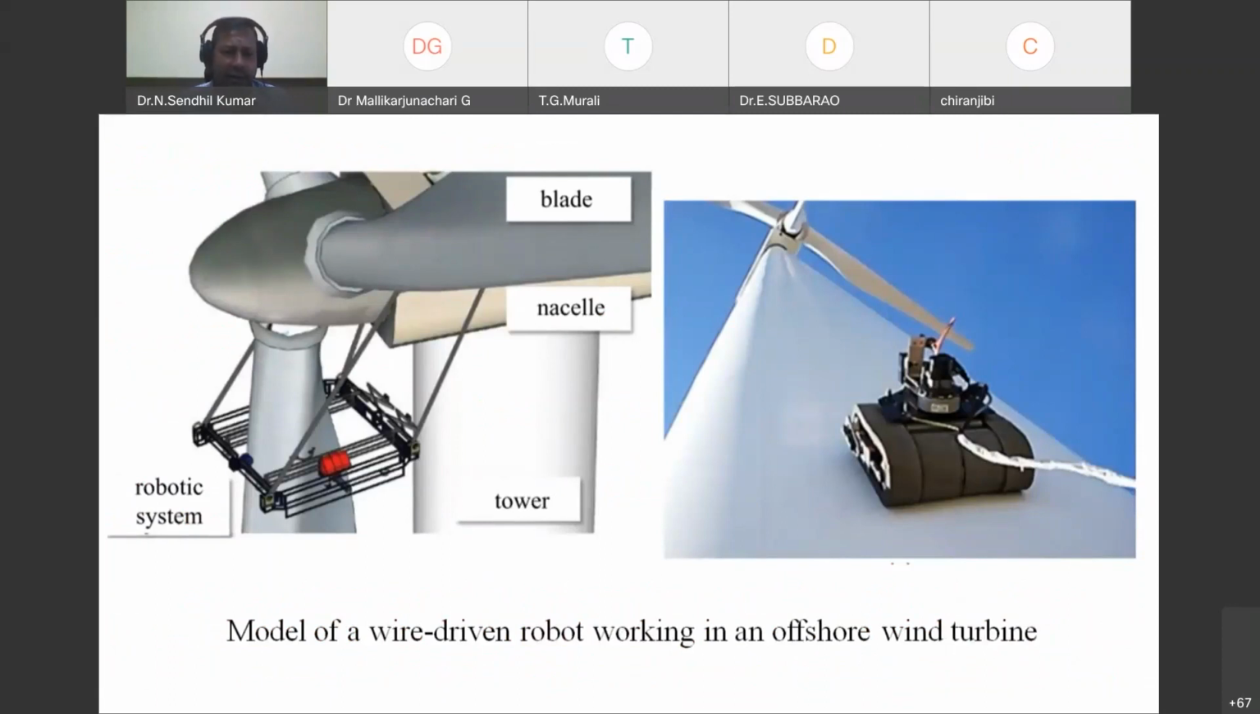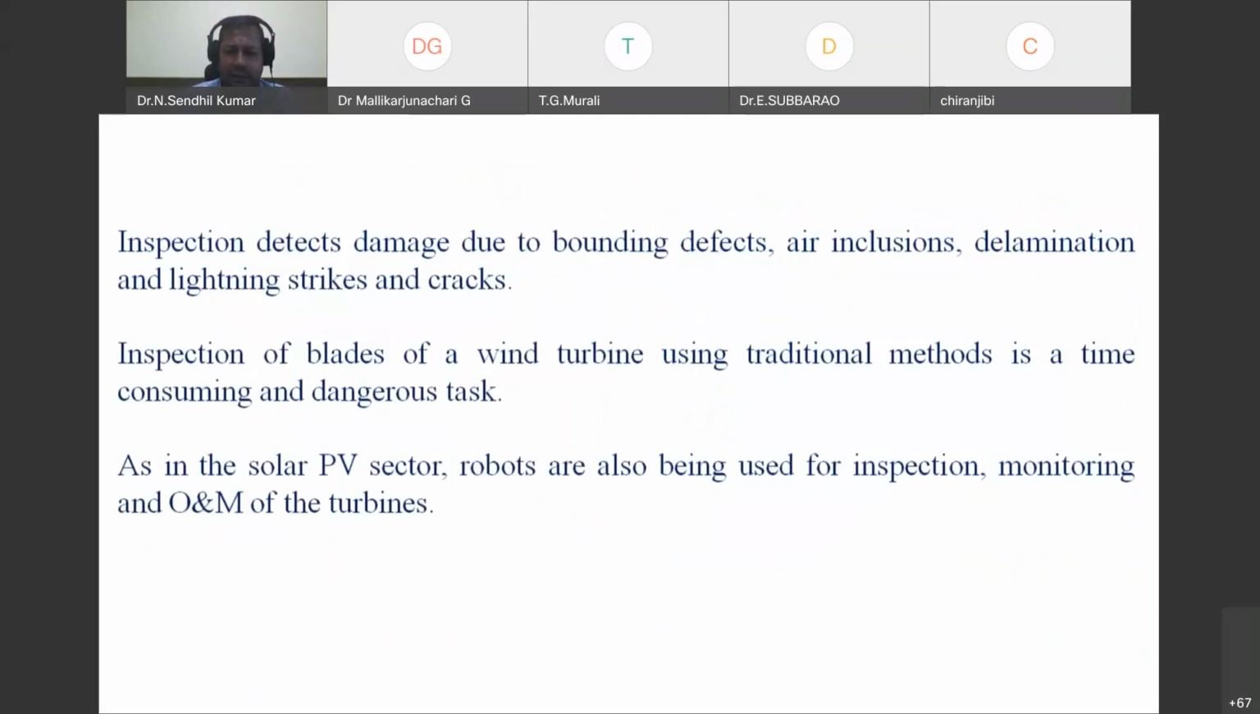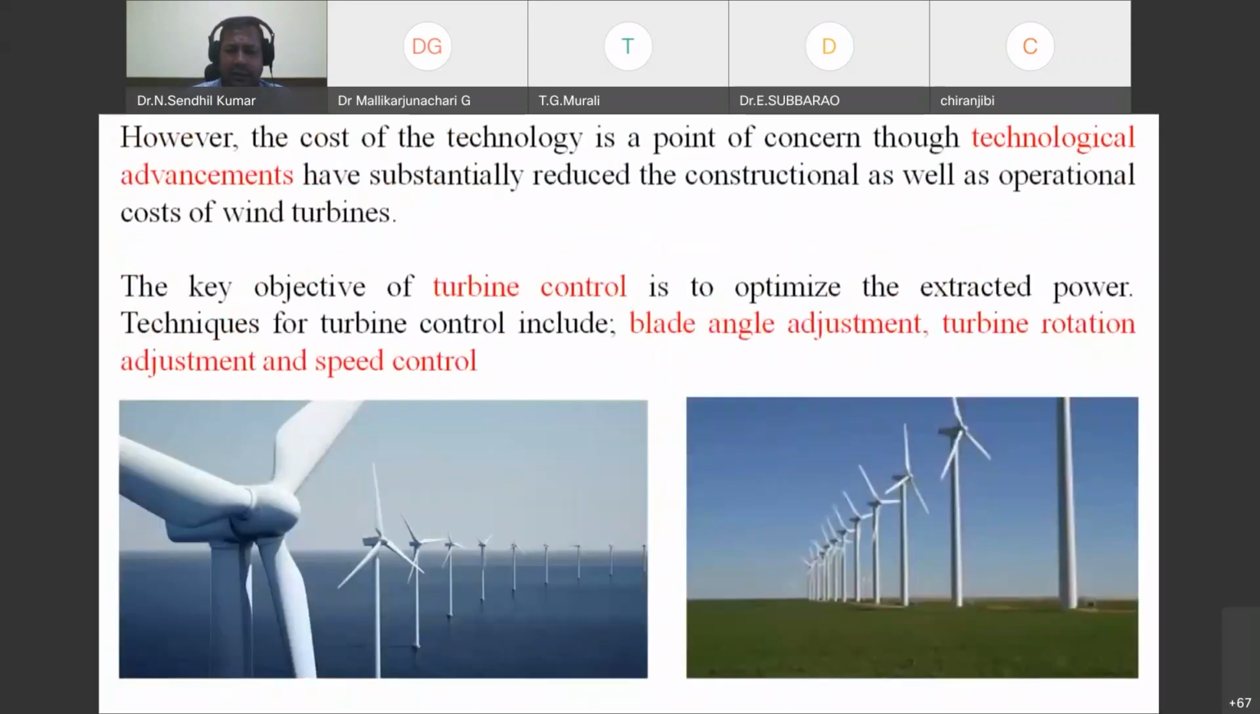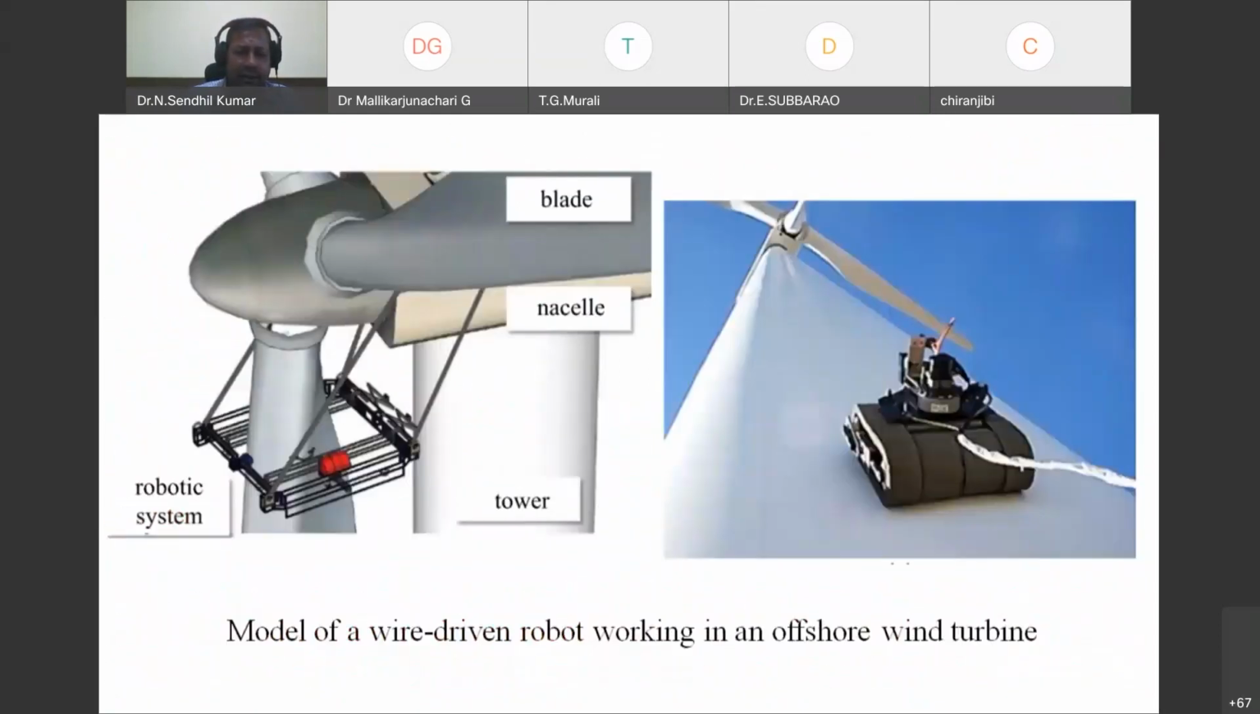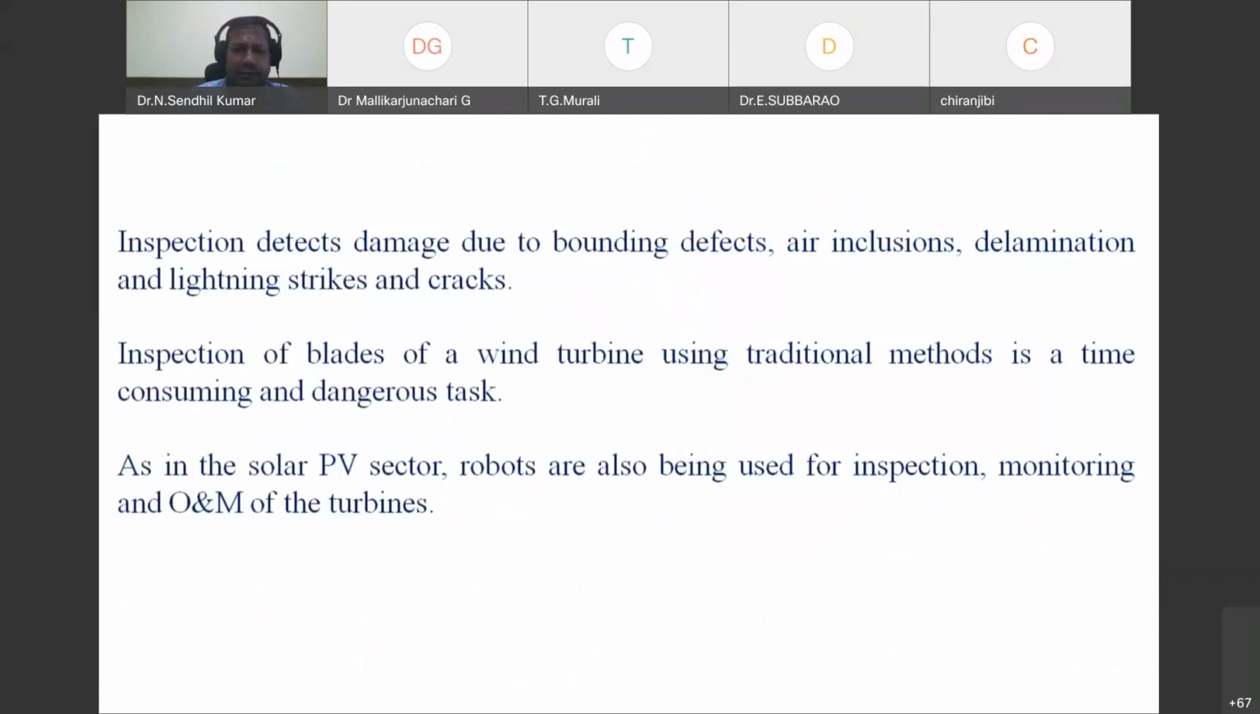Now here I have shown a wire-based robot used in the offshore system. You can see here, offshore means it is installed in the ocean, and this is the land side. It is very difficult to monitor all the things every time. So you can install the wire-driven robot in offshore work to monitor the surface quality, all those things.